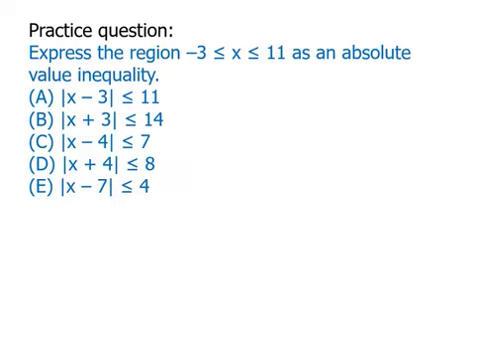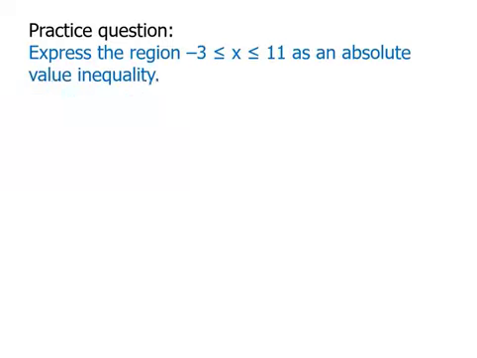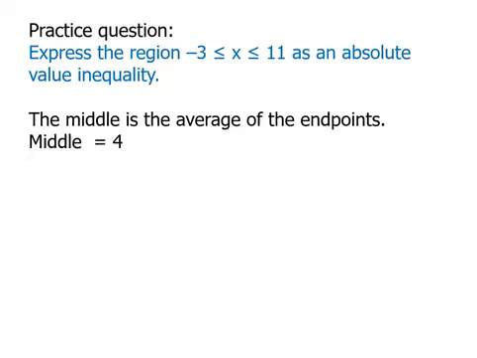Express the region -3 less than or equal to x less than or equal to 11 as an absolute value inequality. We'll notice a few things. First of all, notice that the endpoints are now included because we have less than or equal to. We still need to find the midpoint. And so we'll take the average, we'll add those two up. So -3 plus 11 is positive 8. Divided by 2 is positive 4. So 4 is the middle.